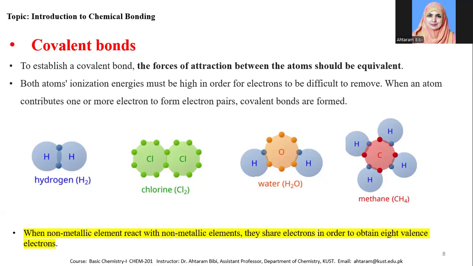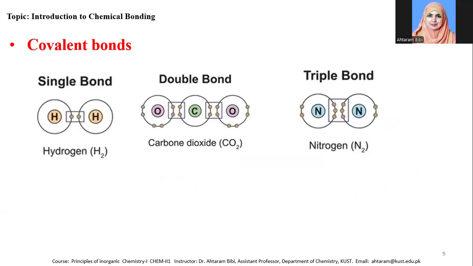When a non-metallic element such as chlorine and oxygen reacts with a non-metallic element, they share electrons in order to obtain 8 valence electrons. As we can see over here, in the case of the water molecule, the oxygen completes its octet. In the case of the methane molecule, the carbon completes its octet. In the case of the chlorine molecule, both the chlorine atoms complete their octet to become stabilized by sharing of electrons.